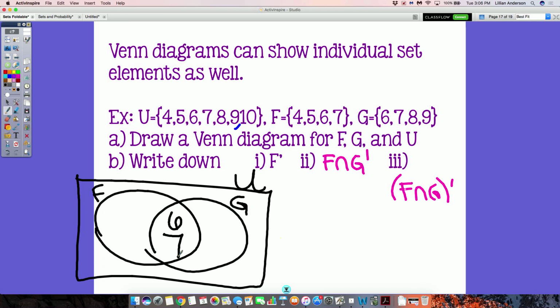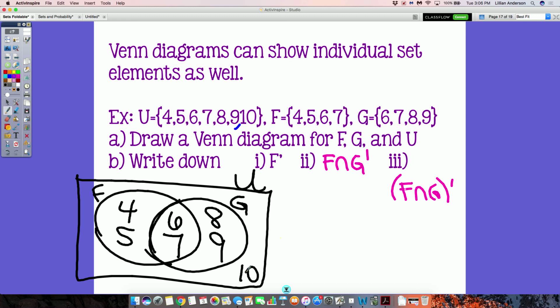6 and 7. So what they have in common, where they overlap, should go in the middle, the intersection between the two. What numbers are just in F, but not G? 4, 5. What numbers are just in G, but not F? 8, 9. And are there any numbers that are in the universal set that are neither in F or G? 10. So boom, that's your Venn diagram.